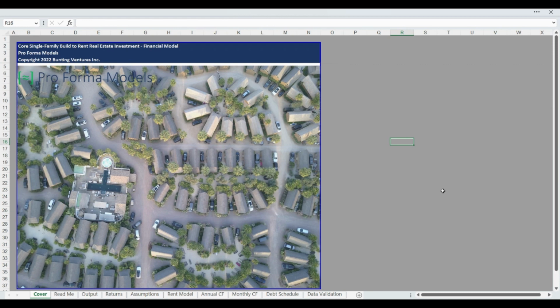Forma Models created this financial model to calculate and analyze the pro forma indicative return from a core single-family build-to-rent real estate investment. The model has assumptions for different purchase metrics, investment structures and fees, equity and debt capital stack, capital expenses, as well as complex revenue and expense assumptions. Please note this model is used to analyze an existing operating asset, not to build or develop a property.